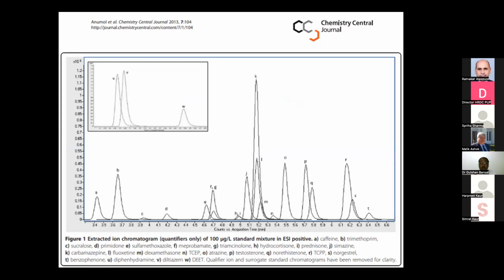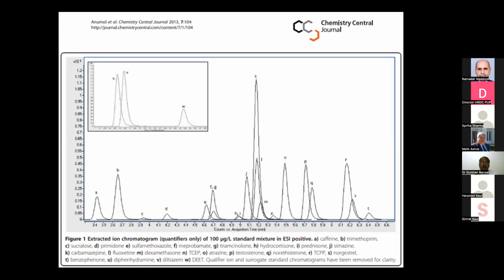Yes, they are not resolved when we see them on a UV, but when we couple UPLC with mass spectrometry, the mass spectrometer will detect three masses here, corresponding to carbamazepine, fluoxetine and dexamethasone. From those masses we come to know how much of each is present, and on the basis of the individual area, we calculate their concentration. So this is the advantage of coupling UPLC with mass.